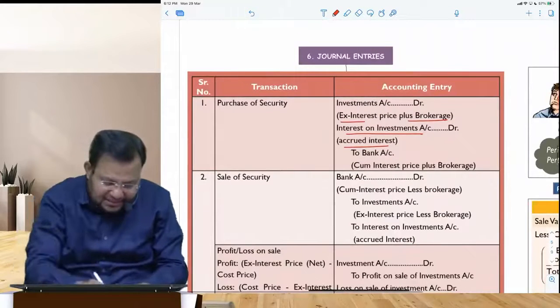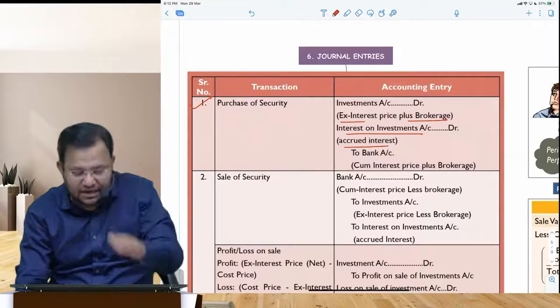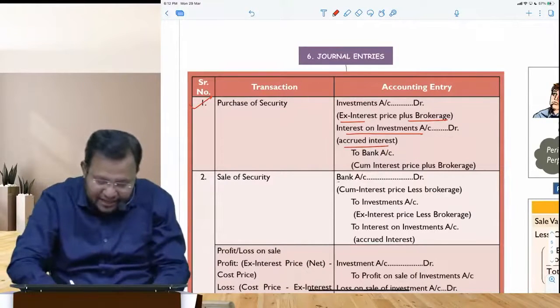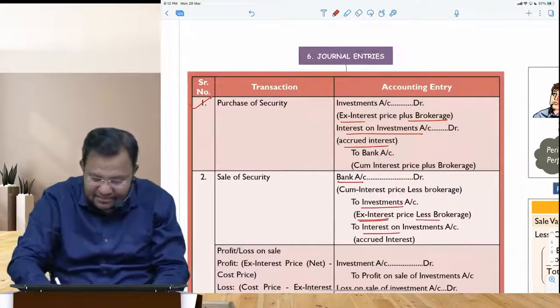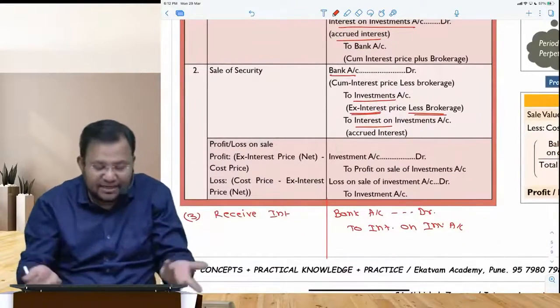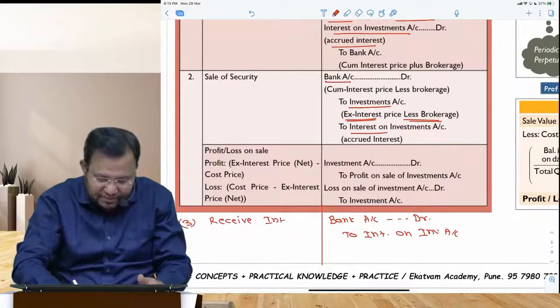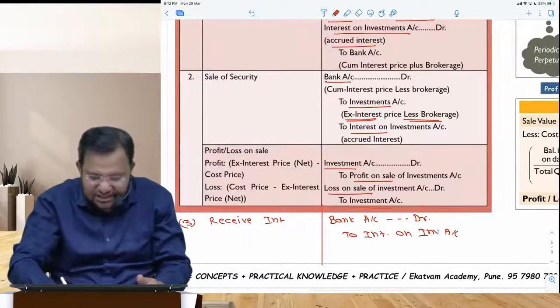So when you purchase an investment, pass an entry: investment account debit, interest account debit, to bank account. When you sell it, exactly the opposite: bank account debit, to investment, to interest. But investment account is ex-interest minus brokerage. Profit or loss is ultimately calculated using either FIFO or weighted average. If it is a profit, investment account debit to profit on sale. If it is a loss, loss on sale debit to investment.